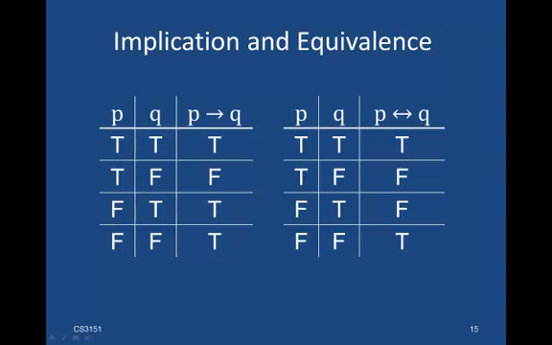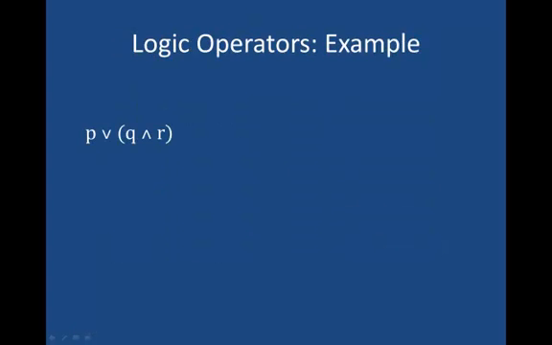The equivalence operation, p is equivalent to q, is true if and only if both p and q have the same truth value. So if both p and q are true, or if both are false, the outcome of the operation is true. Now we can form more complex expressions like p or (q and r).